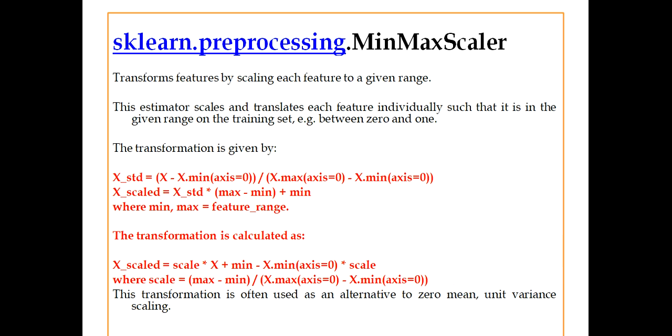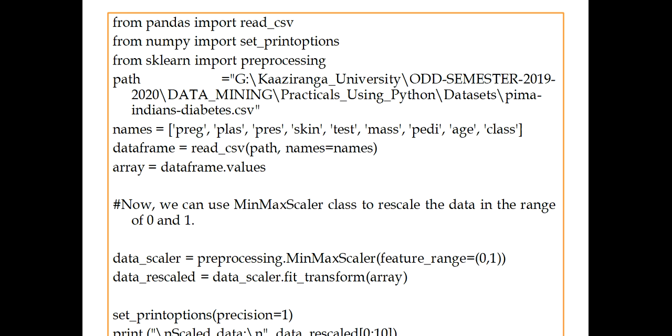Okay, so these are the basic formulas that we are using in this scaling part or rescaling part. This transformation is often used as an alternative to zero mean unit variance scaling. So you need to focus only on these particular formulas. Now, as per the coding part, these are the codes.